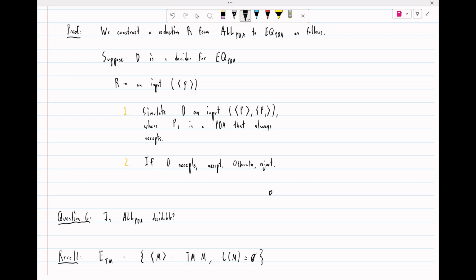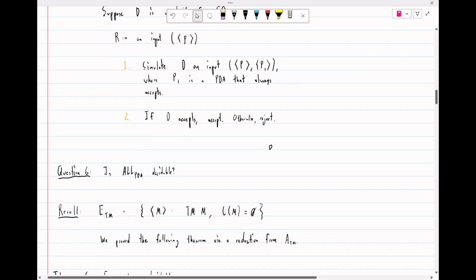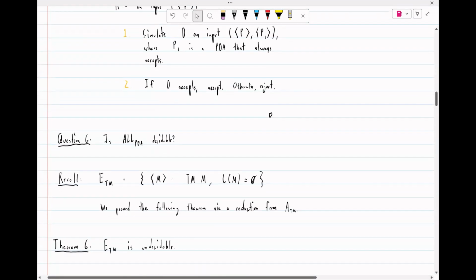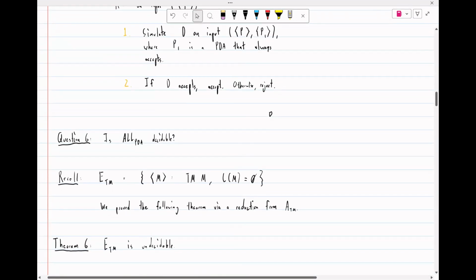Now, I'm going to show a different proof of this today. And the reason why is we're going to be able to trivially tweak that proof to get an answer to this question. So we've already seen that ETM is undecidable. But I want to give a different proof of this theorem, and that'll be informative for what we're going to do with ALL PDA.